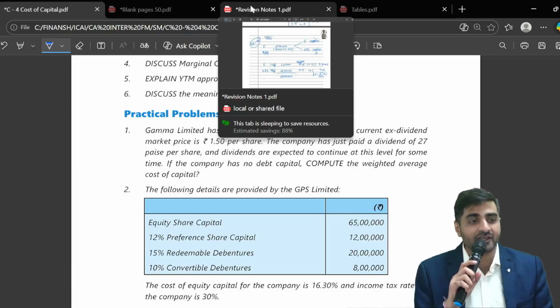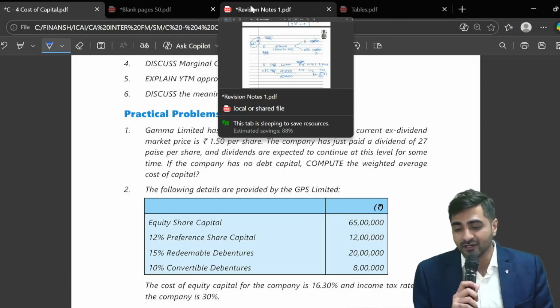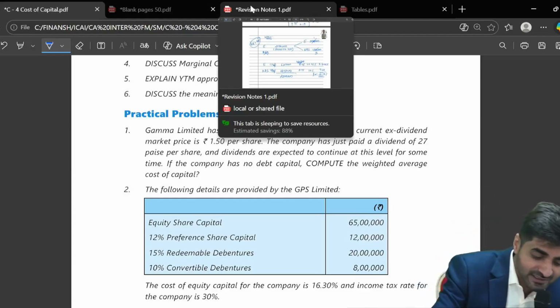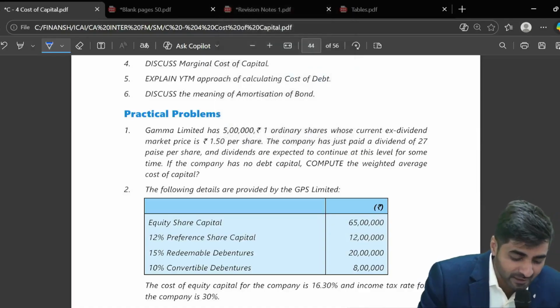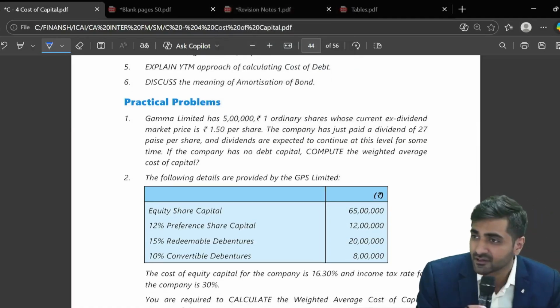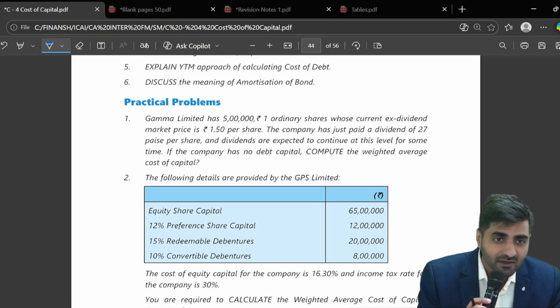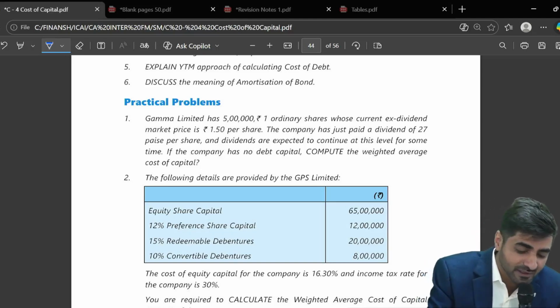Check. Okay. So let's continue this further. Let's do this. Now we are doing practical problems. Okay. Let's start one by one. First practical problem. See what is given to you.